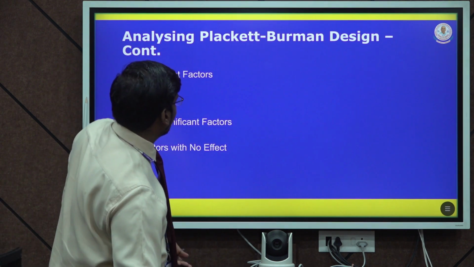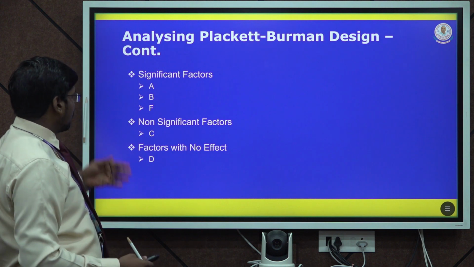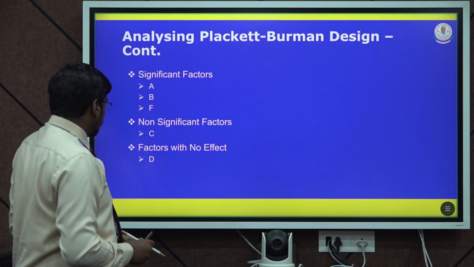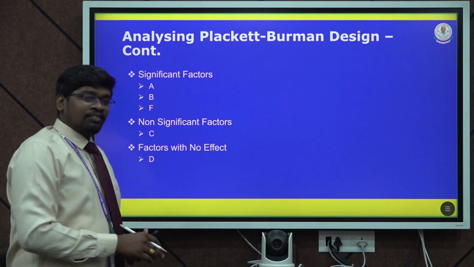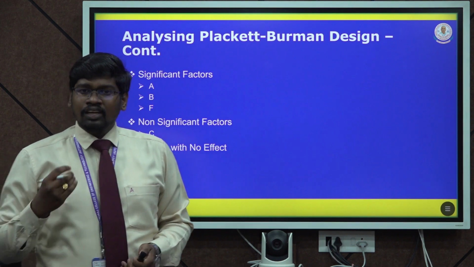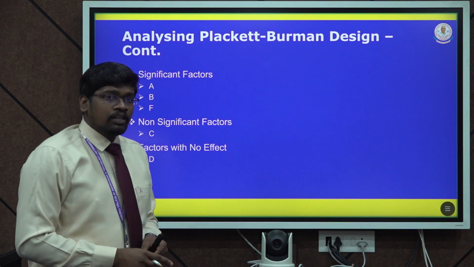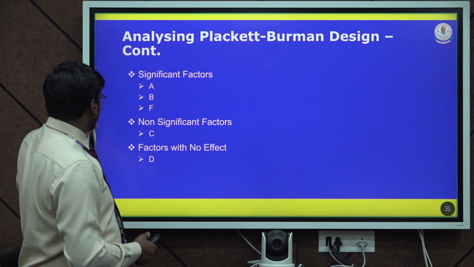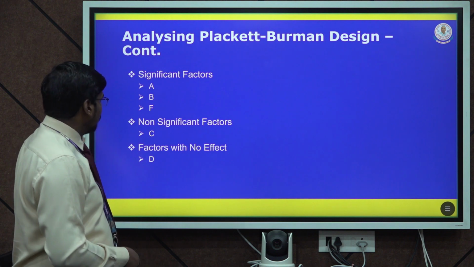By analyzing this Plackett-Burman design, I can conclude that I have 3 significant factors, A, B and F, a non-significant factor C, and a factor that has no effect, D. So by using this Plackett-Burman design we can find out the most influencing and least influencing of the factors.